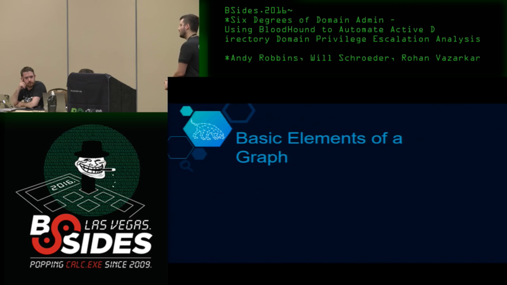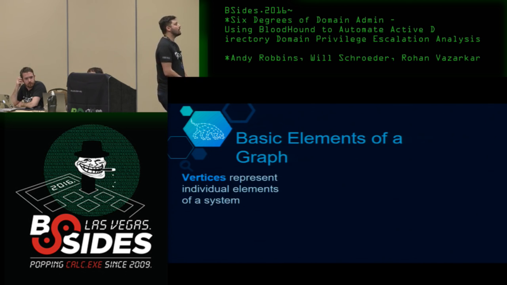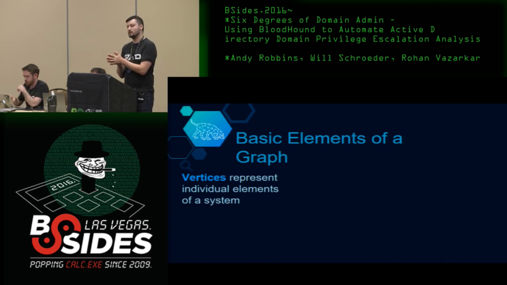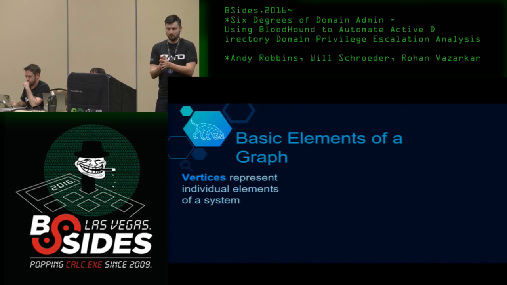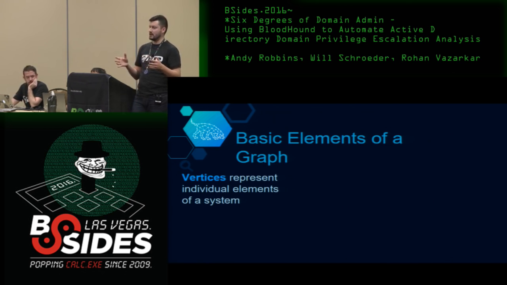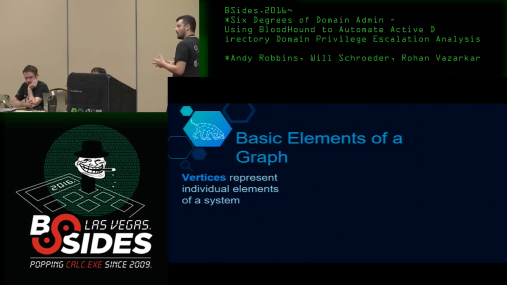So what are the basic elements of a graph? First of all, in a graph, you have vertices. Vertices represent an individual element of a represented system. Put another way, let's say that we are building a GPS program. Google Maps, fun fact, uses graphs for navigation purposes. Let's say the state of Washington is a vertex. Portland, Oregon may also be a vertex. Walla Walla, Washington could be a vertex. Las Vegas could be a vertex.